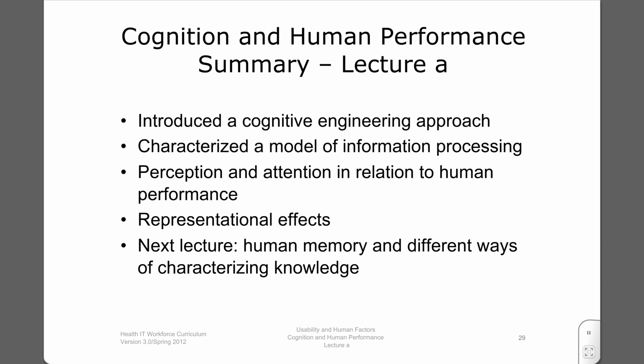In this lecture, we explored different facets of human cognition in the context of a cognitive engineering approach. We introduced a basic model of human information processing and introduced issues pertaining to perception and attention. We also characterized how different kinds of representations can significantly affect the kinds of inferences that people make. The same information can be expressed in very different ways. In the next section, we will discuss issues relating to human memory and different ways to characterize knowledge.